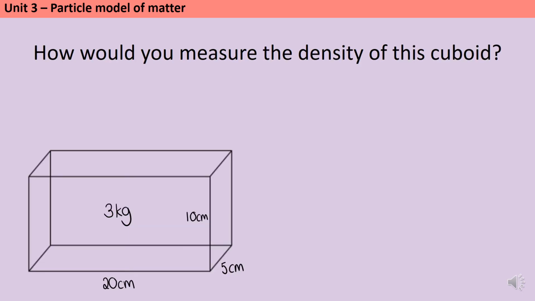Now that you can do the maths of calculating density, let's talk about how we would actually measure the density of an object. So say that I gave you a block, and this block is 20 centimetres by 10 centimetres by 5 centimetres, and it has a mass of 3 kilograms. How would you measure the density? Well, you'd need to work out what the volume is, and you'd need to use the mass which we've been given. So firstly, you need to think about how does one measure the volume of a rectangle?